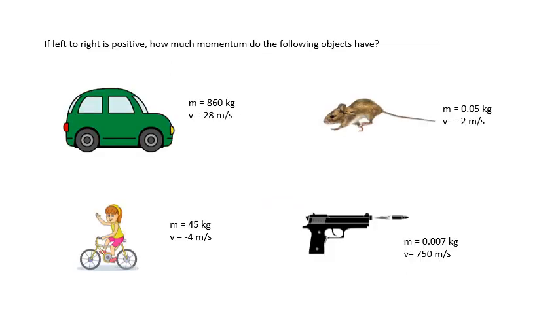Here's just a couple of quick sums for you to do. If left to right is positive, how much momentum do the following objects have? Have a go. Show you the answer in 3, 2, 1. There you go. Okay, might be some problems with units there, but basically there's your momentum, and some are positive, some are negative.